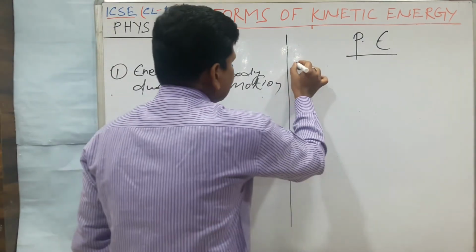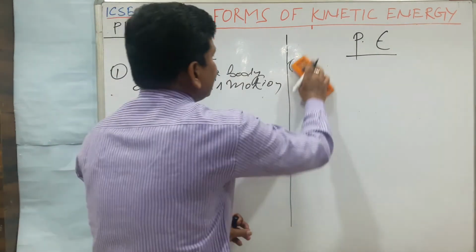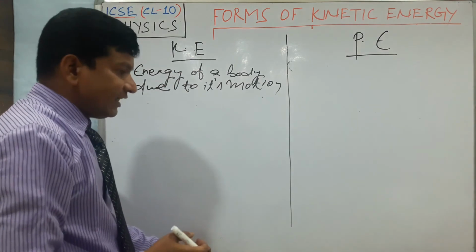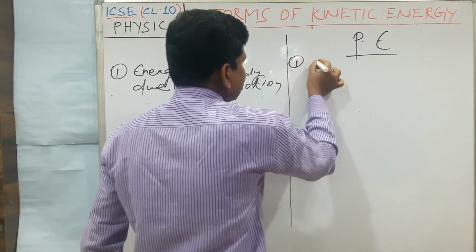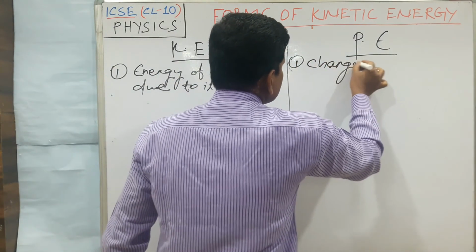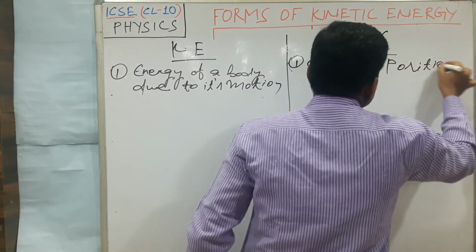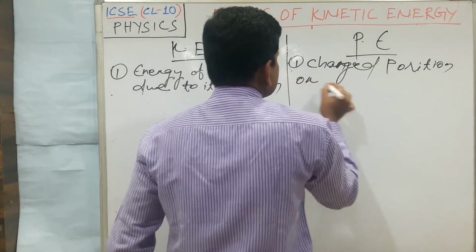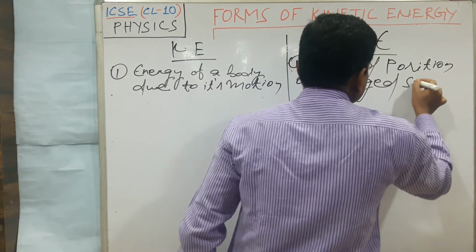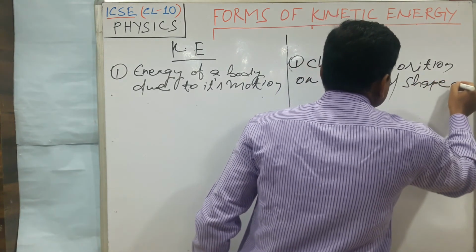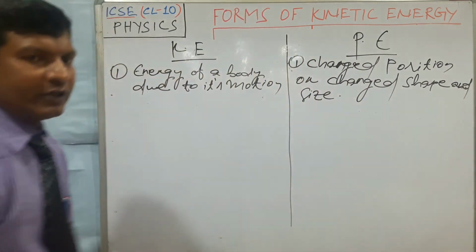Now what is potential energy? You know the definition of potential energy. The energy of a body due to its changed position or changed shape and size is known as the potential energy. So here it is: changed position or changed shape and size, that is known as your potential energy.